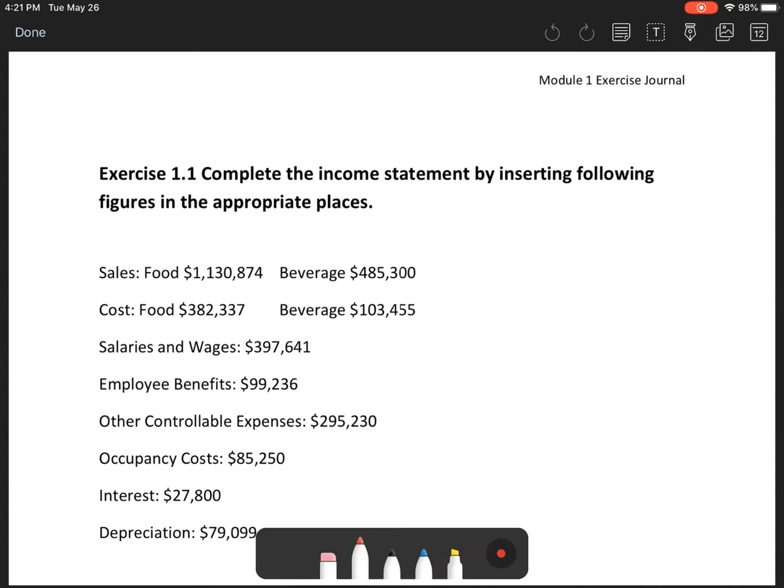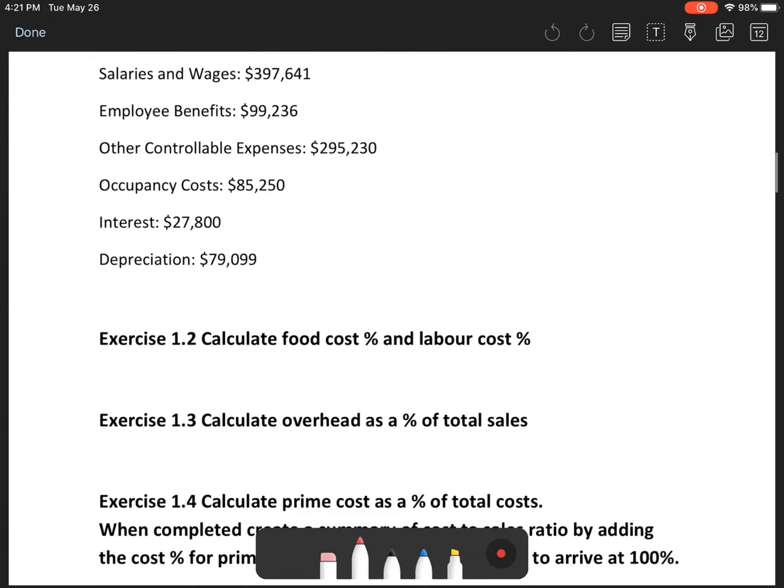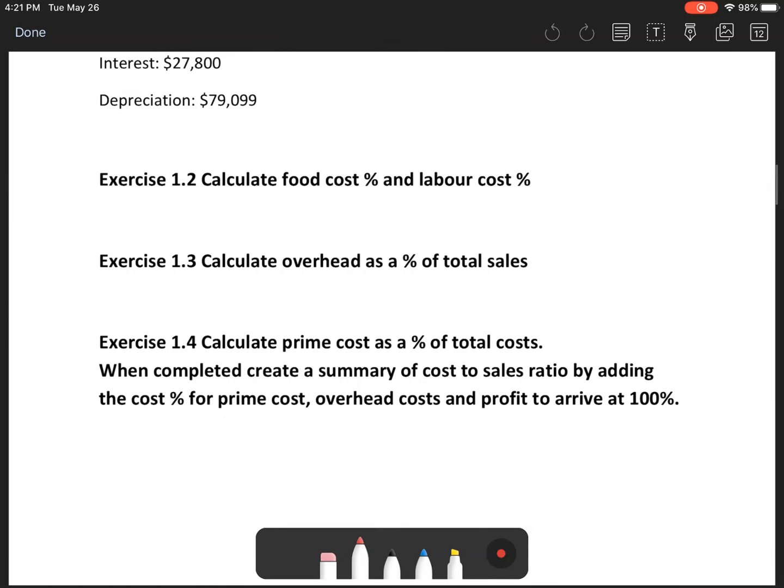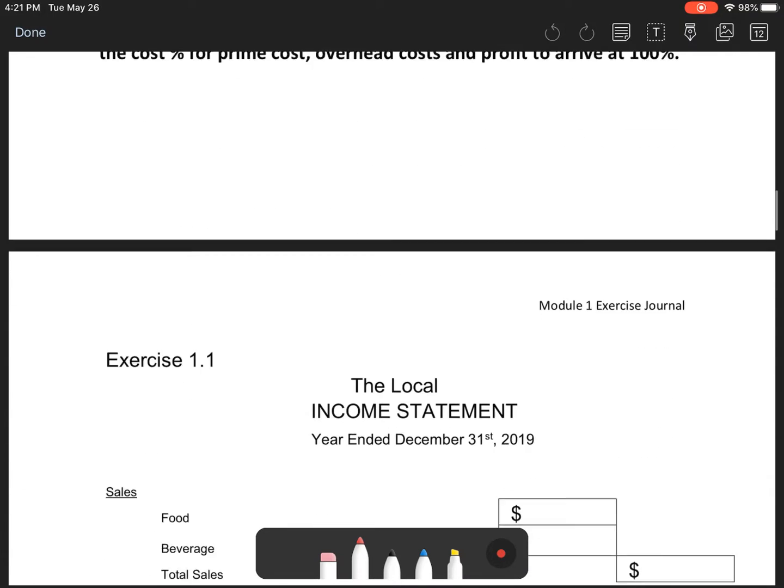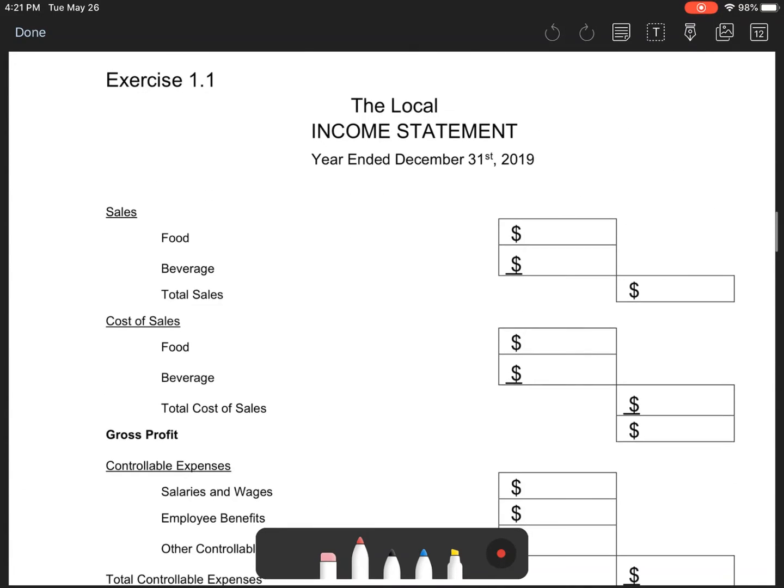So we're going to use all these numbers and then find out our food cost, labor cost, overhead cost, calculate the prime cost, which is very important, and then create a summary of all the cost to sales ratios by adding all the costs together and arriving at 100%. So let's get in there. So you have the sheet along with you.